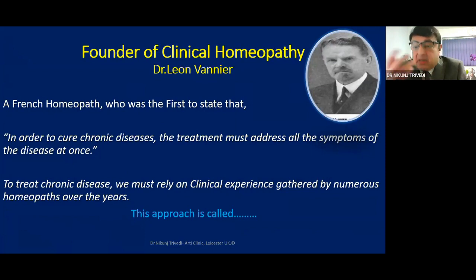So, clinical condition, just now I told you. The founder of clinical homeopathy, Dr. Leon Vanier, a French homeopath, was the first to state that in order to cure chronic disease, the treatment must address all the symptoms of the disease at once. So we have to consider the totality that our master has explained, the totality of the symptoms. When we take the totality, then we can treat chronic disease.